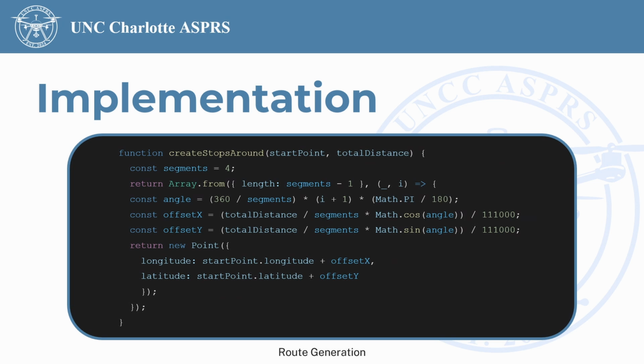Then we have our route generation. This is for creating the random stops. So we have our offset X and Y from the start point to create basically a loop around this point. And there's a whole bunch of nerdy math stuff.